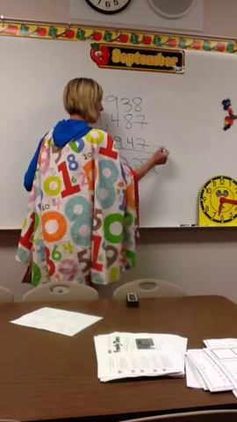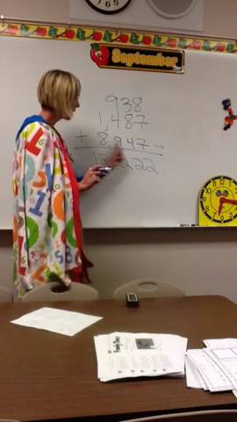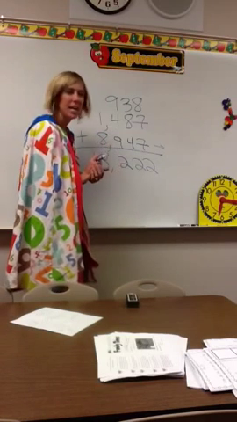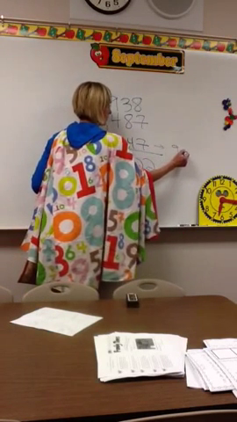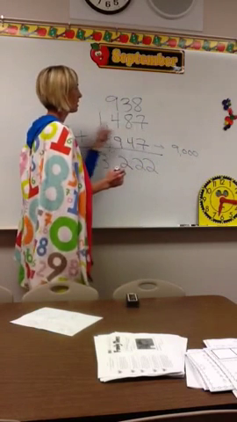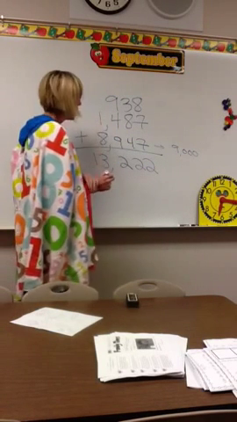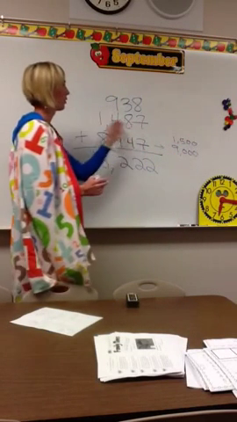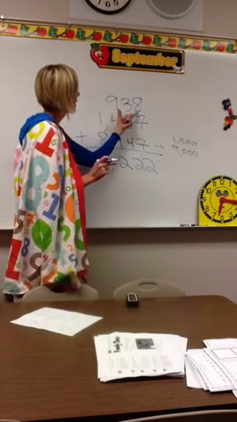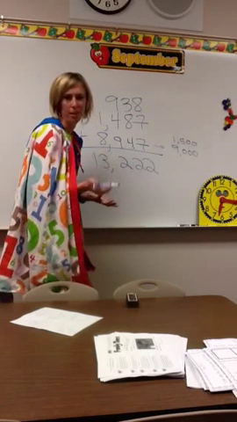Okay, for me, when I'm thinking about reasonableness, I'm looking at this number and I'm making it nicer for myself to work with. So I'm going to take that number and make it 9,000. I'm doing this all mentally. And I'm going to say that's about 1,500. Okay, I'm going to the closest, whatever. And then here, 938, that's about 1,000.